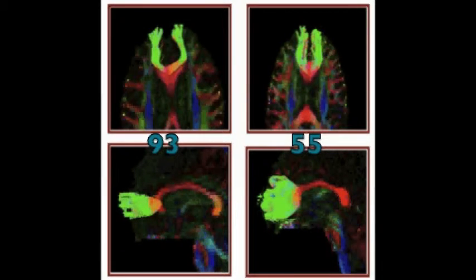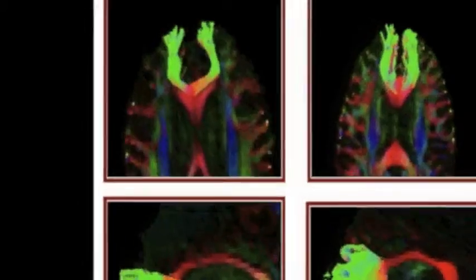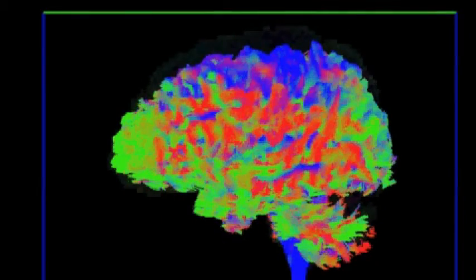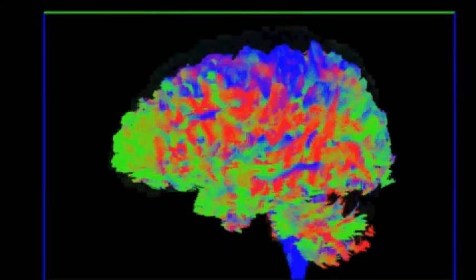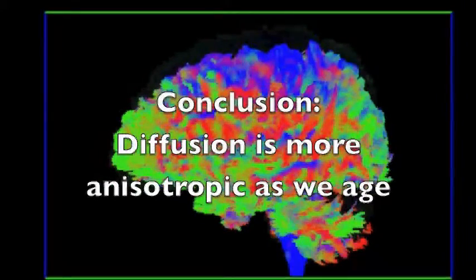Here are the main results from this experiment, showing the comparison between the 55 and 93-year-olds. You can clearly see that the 93-year-old has far fewer tracks, indicating that this person has suffered from cerebral atrophy. The scans only show isotropic diffusion, so we can conclude that the diffusion of water becomes more isotropic as we age.